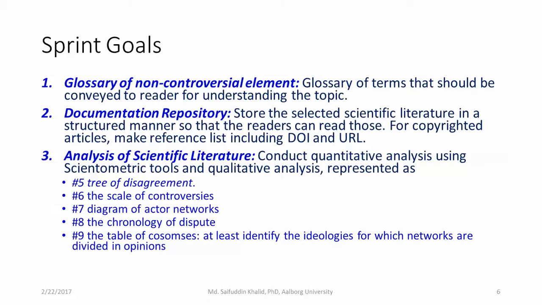I'll skip this part. And when I show this, this is talking about this 2 to 3 weeks time slot where we are taking this scientific literature analysis and the outcomes. I'm repeating: glossary of non-controversial elements, document repository, tree of disagreement, scale of controversies, diagram of actor network, the chronology of dispute, and we are also trying to make the table of cosmosis, but that will come back at a later stage. I'm not expecting this right now.